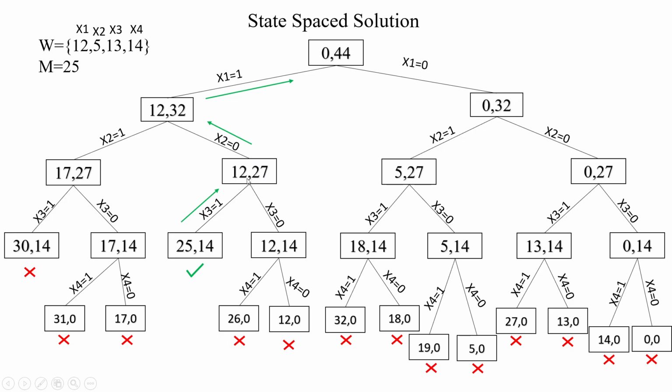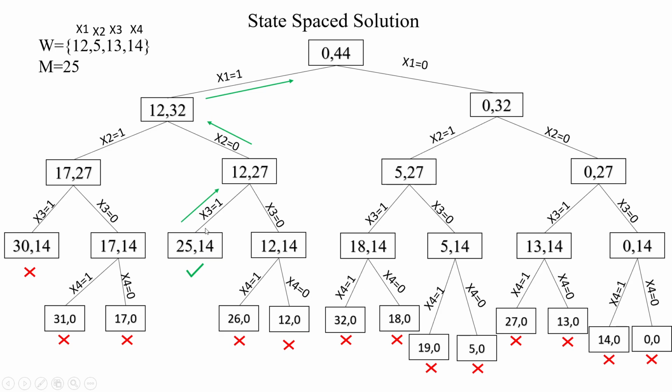By including the third weight, 12 plus 13 will become 25 and 13 will be removed from the total, then it will become 14. At this node we will see that we got the solution which we want, 25. We got the exact solution which we want. So this is one of the solutions. Let us check for a few more solutions if possible.